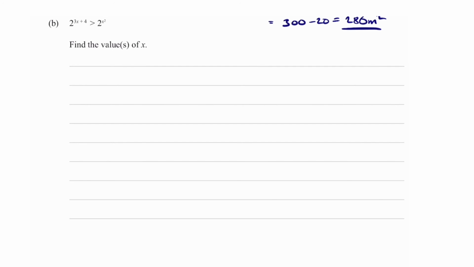Alright, let's do part B. We've got 2 to the power of 3x plus 4 is greater than 2 to the power of x squared. We need to find values of x.